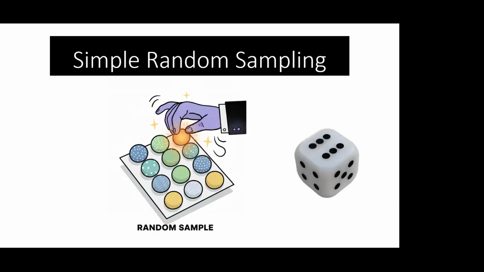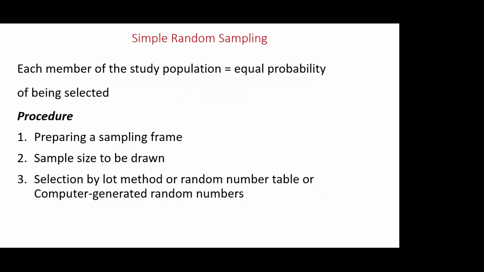Okay, let's come to simple random sampling. As shown in the figure, we use some random method to select the sample. So what do we do? The process: first, each member of the population has an equal probability of being selected. Probability sampling does not mention equal, it just tells known probability, whereas in simple random sampling, they have an equal probability of being selected. What is the procedure? As we saw in the previous diagram, first we make a sampling frame.